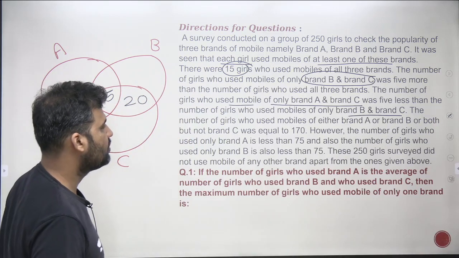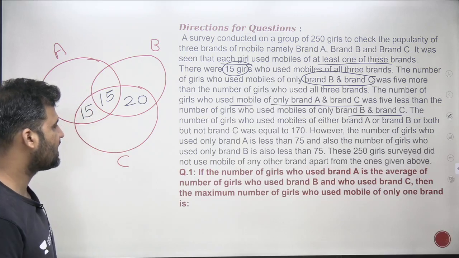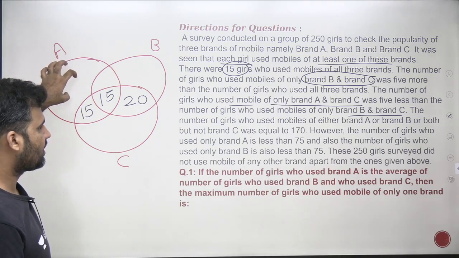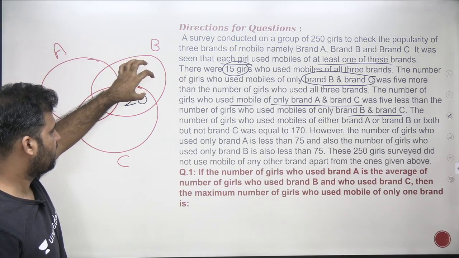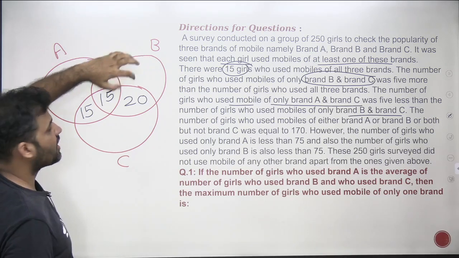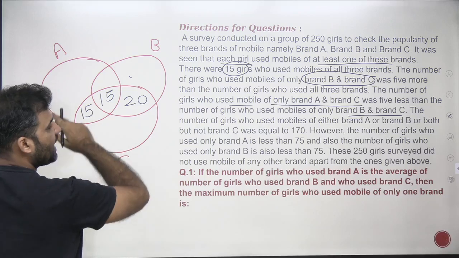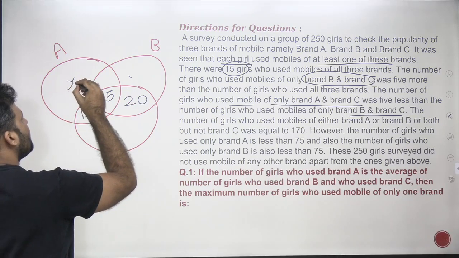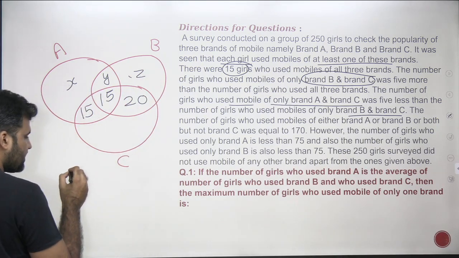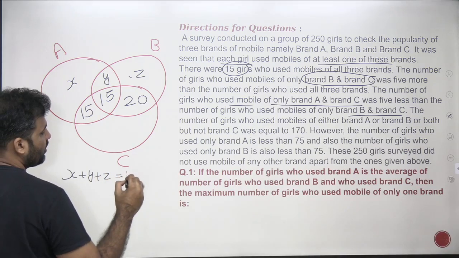The number of girls who use mobile of either brand A or brand B or both, but not brand C, was equal to 170. Either brand A or brand B, but not brand C. That means the girls who are outside of this circle of C total 170. So if I'm saying this value is X, this value is Y, this value is Z, then the question statement says X plus Y plus Z will be equal to 170.